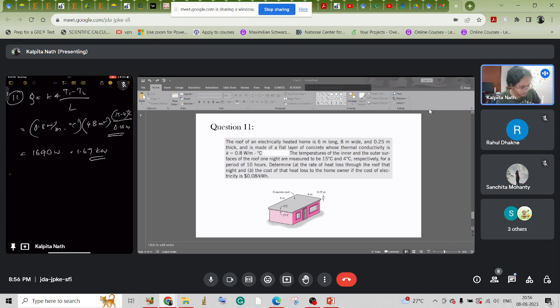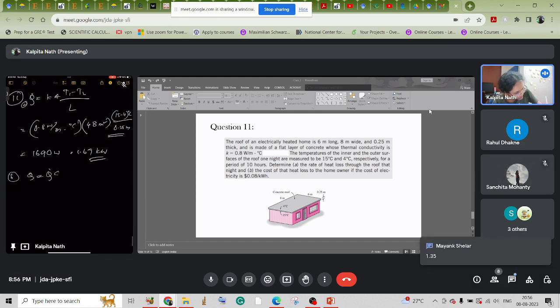For the second part, anyone? See, here heat loss you have already found out, and time is given, so you have to find out the power. And for power, it's given as the amount that is required per unit power that is lost. So how much will be the total money that will be cost by the owner? Anyone who can answer? 1.35. Yeah, correct, 1.35.